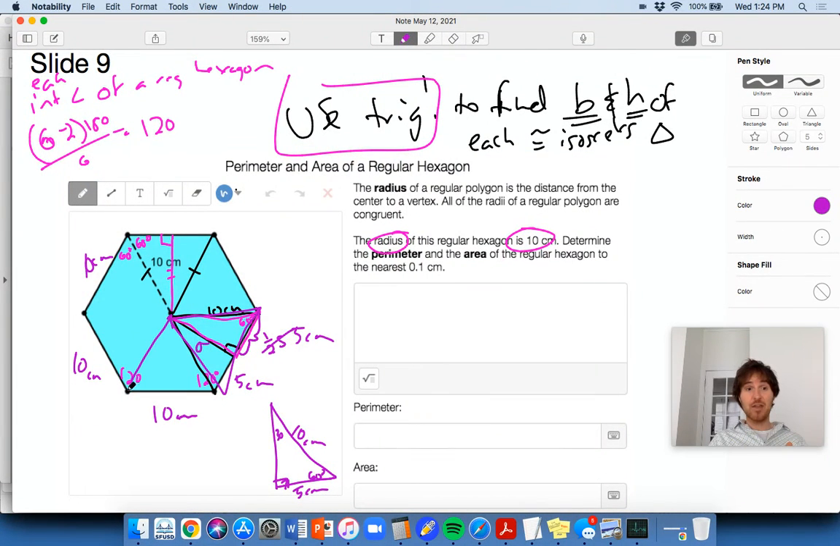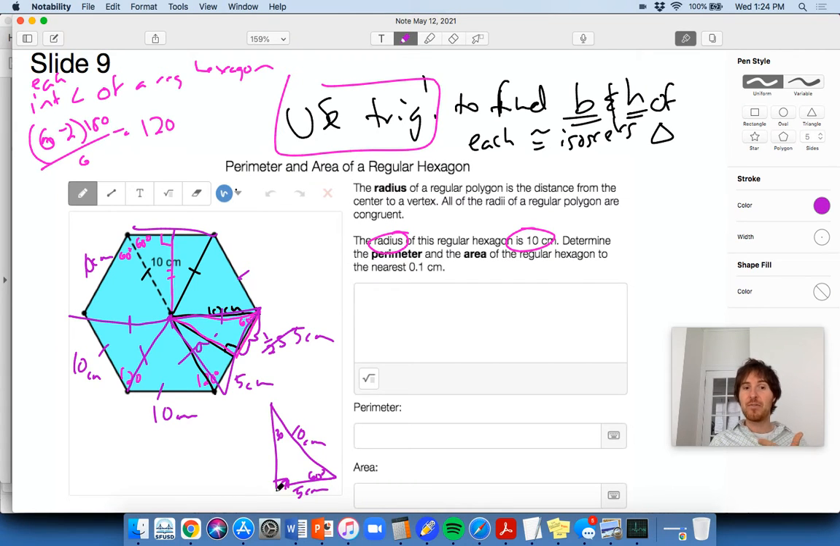So guys, a regular hexagon is this special kind of honeycomb-like thing where each regular hexagon is composed of 6 equilateral triangles. These are all the same. Oops, not that, but this. They're all 10 centimeters. So here, that's 5 centimeters, okay?